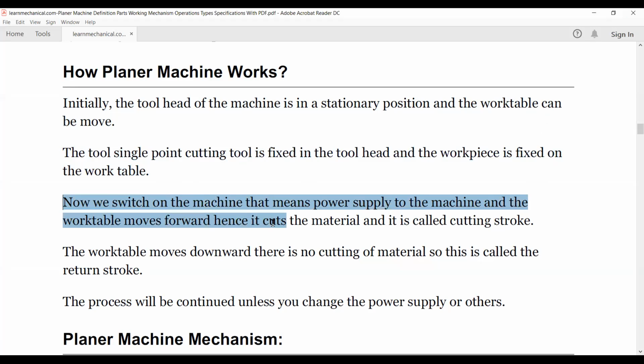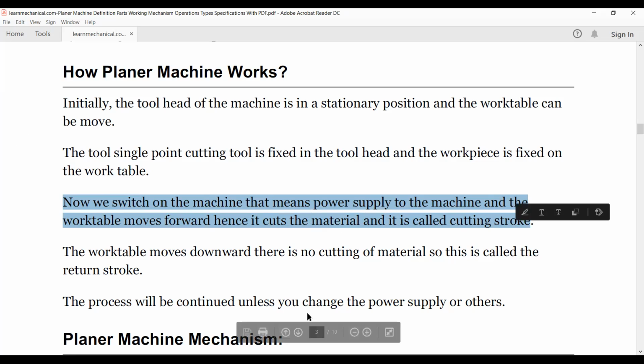Now we switch on the machine, that means power supply to the machine, and the work table moves forward, hence it cuts the material and it is called the cutting stroke. Whenever we switch on the machine, we have this cutting stroke, and then the work table moves downwards. There is no cutting of the material, so this is called the return stroke. This is continued unless you change the power supply or other settings.